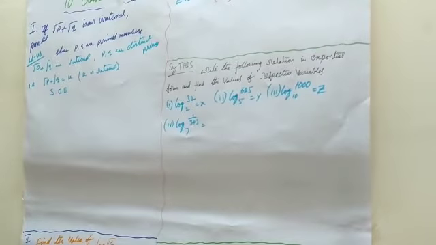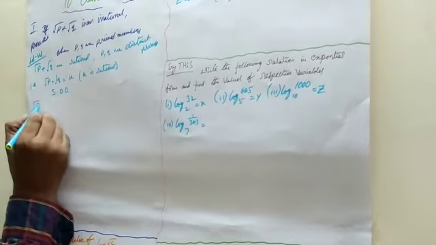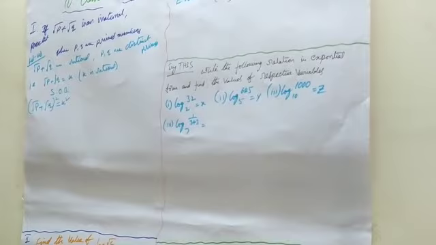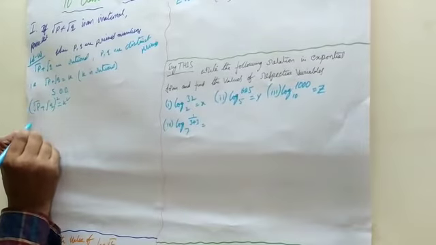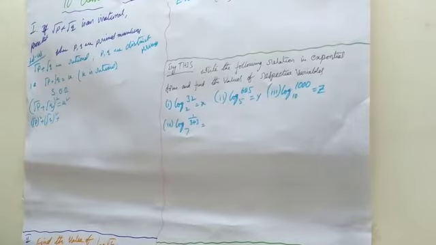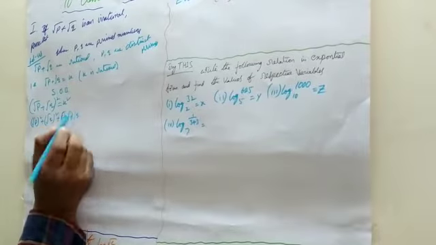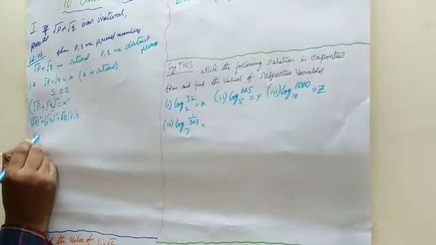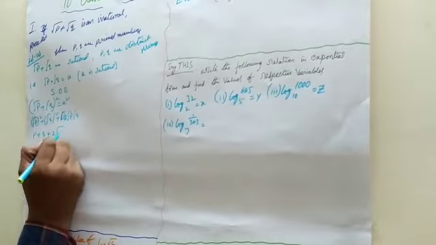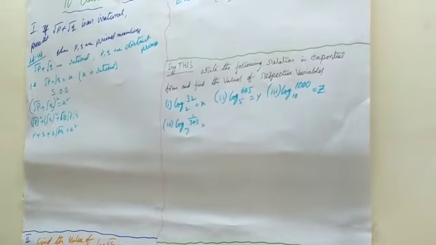What is the meaning of squaring on both sides? S means square, O means half, B means both sides. Then squaring both sides: root p plus root q whole square is equal to k square. Now a plus b whole square means a square plus b square plus 2ab. Root p whole square is p, root q whole square is q, plus 2 into root p into root q, which is root pq, equal to k square.